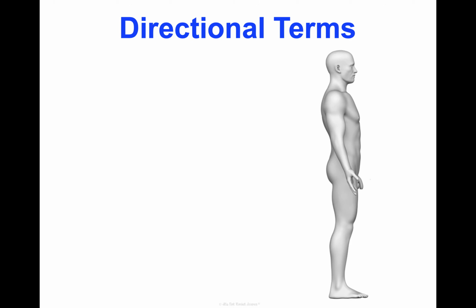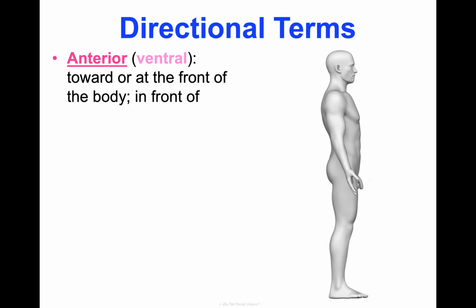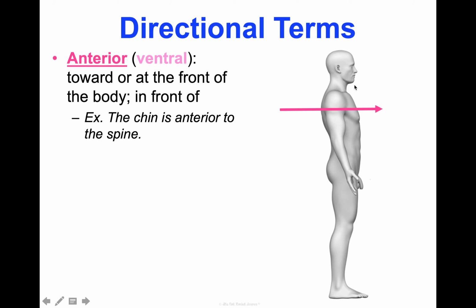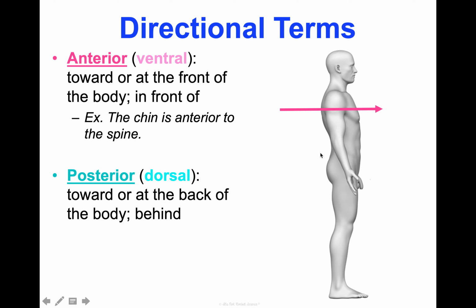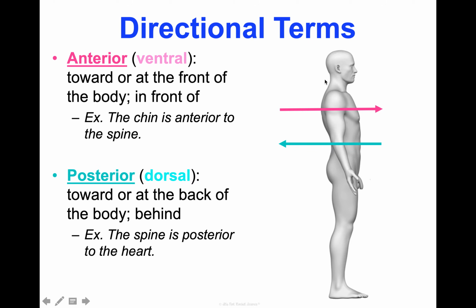Next, all right, so looking at this guy from a different angle, anterior means toward or at the front of the body, so in front of. So the chin is anterior to your spine, it's in front of it. Whereas posterior means toward or at the back of the body, so behind. So your spine is posterior to your heart. Now, in parentheses, I also put that anterior can be interchanged with ventral and posterior can be interchanged with dorsal. But my vertebrate biology professor in college would be completely dismayed if I didn't clarify this here.